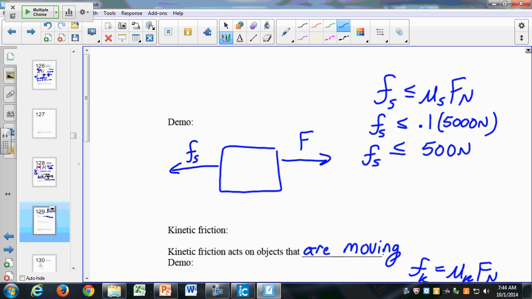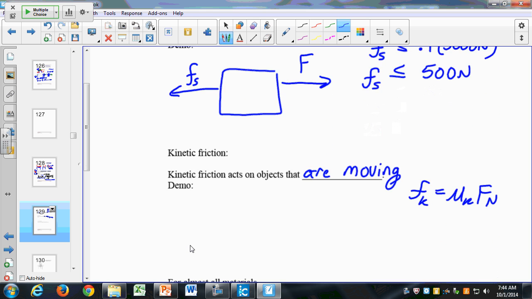That means that the static frictional force is not only dependent upon these things, it's also dependent upon the opposing forces. All right, and it's going to match those forces up until it gets to some value. And that's what this inequality means. We don't see that with kinetic friction, but we see it with static friction.